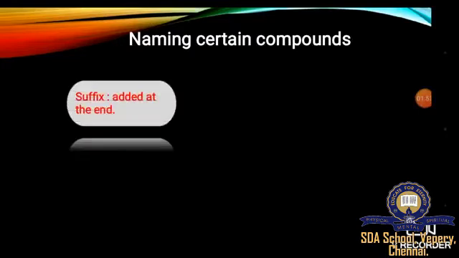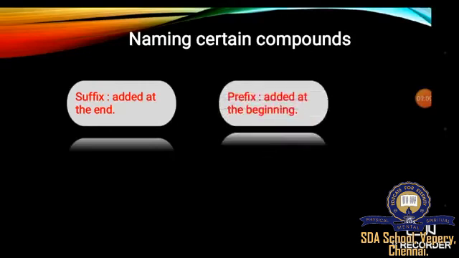For that we should know about two common words, that is suffix and prefix, which are commonly used in these steps while naming the compounds. Suffix means it is added at the end. Prefix means it is added at the beginning. I repeat, suffix means it is added at the end. Prefix means it is added at the beginning.